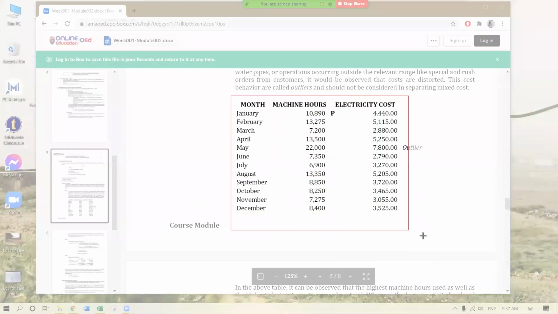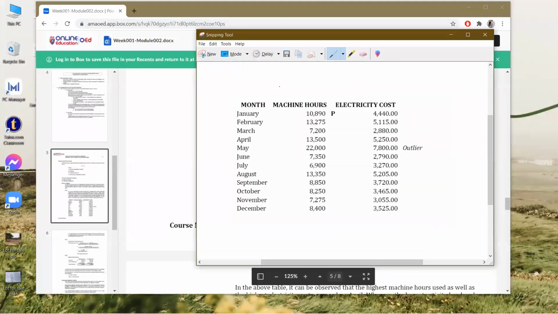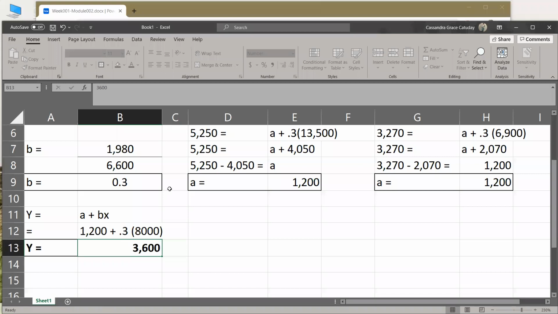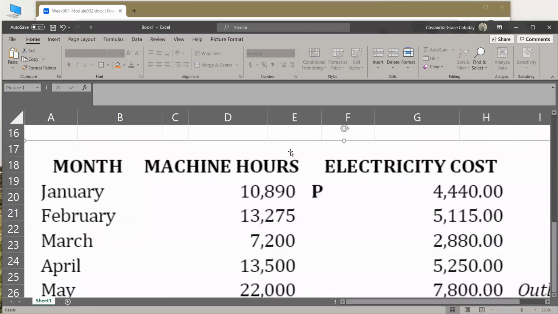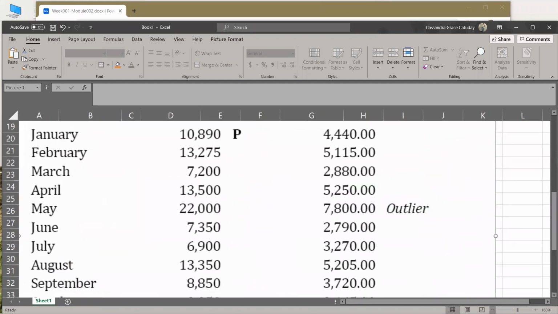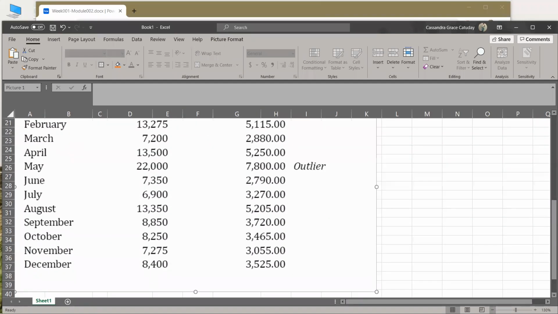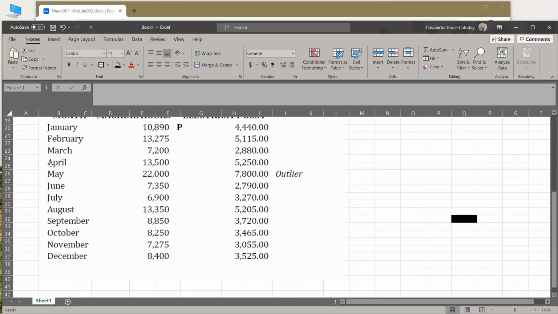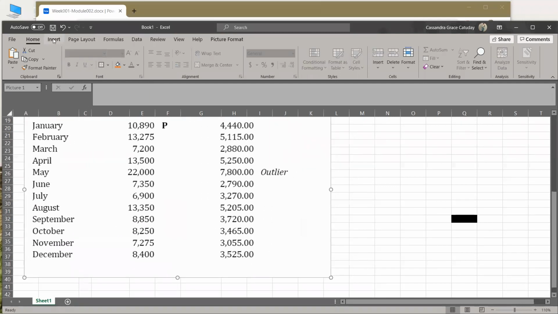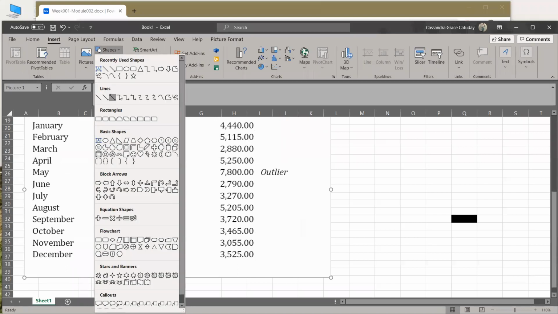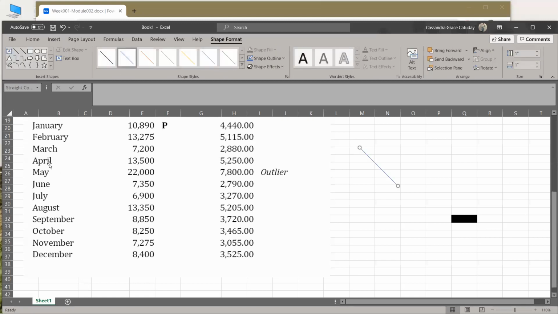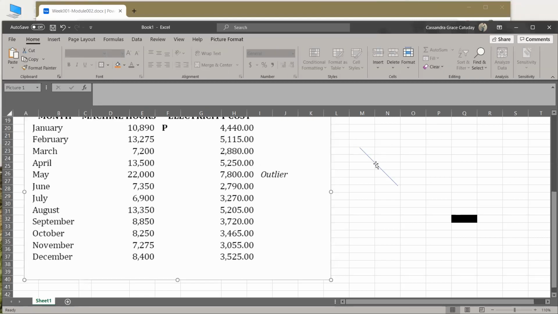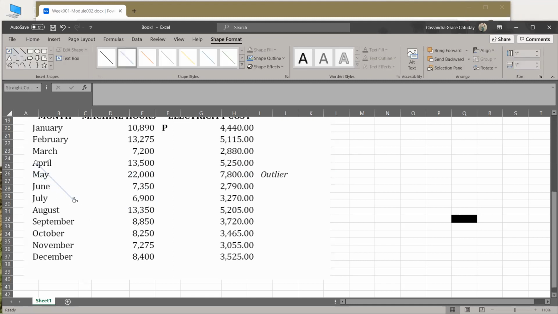Same, we mark the outlier, okay? And then I'm going to copy and paste this to Excel. Oops, too big. Let's say, for example, the April data is not there. Let's make it black. Oh, wrong. It's not sold, right? How can I mark this? Just a shape. Okay, for April. Let's say, for example, there is no April data, okay?